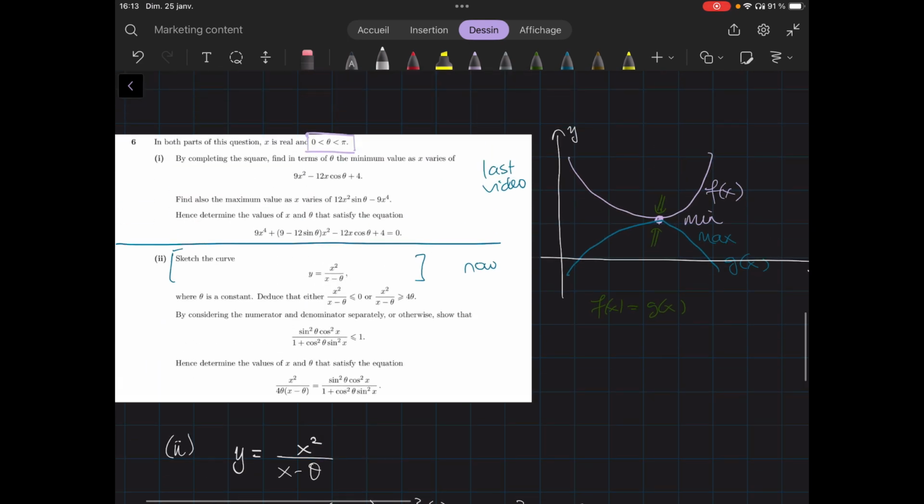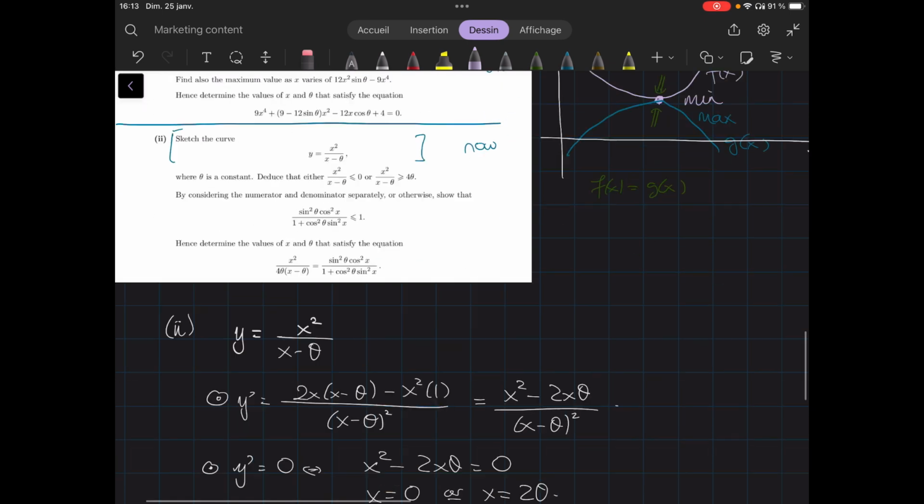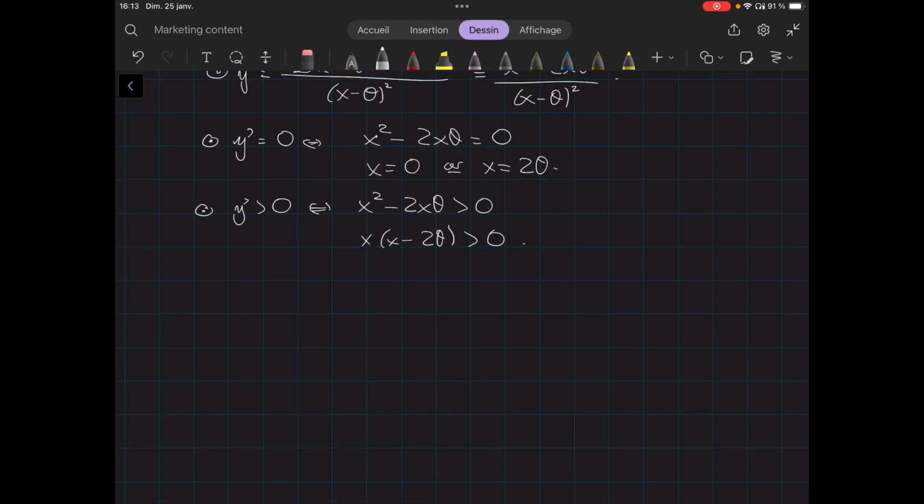From the question, we know that theta is positive. It's between 0 and pi. That means that 2 theta is positive, and we can then sketch our quadratic function. Bang. 0, 2 theta. We are looking for the intervals on which it is positive. So in other words, x is less than 0, or x is greater than 2 theta. So that gives us a lot of information about the shape of the curve.